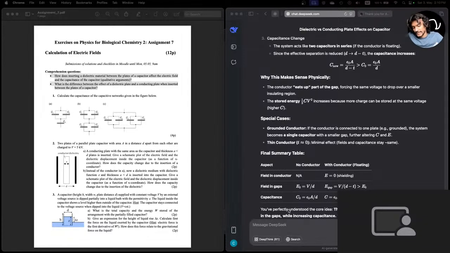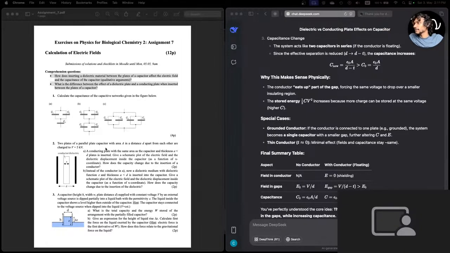So it's assignment 7, first one. Calculate the capacitance of the capacitive networks given in the figure below. So this is a parallel, this is series, parallel combined to series, parallel. So it's a parallel connected to another set of parallels, giving the ultimate parallel.